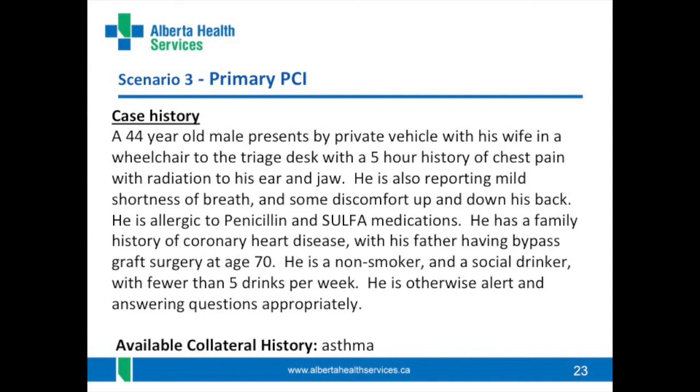Let's say you have a patient where you strongly endorse a primary PCI strategy. So this is a 44-year-old guy who presents in a wheelchair to the triage desk with a 5-hour history, so a bit longer of an ischemic time, and is reporting some shortness of breath, an allergy to penicillin, has a family history of coronary disease, dad having bypass surgery, and a social drinker, and otherwise he's stable hemodynamically, and he has a history of asthma.